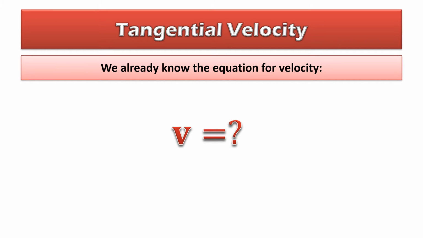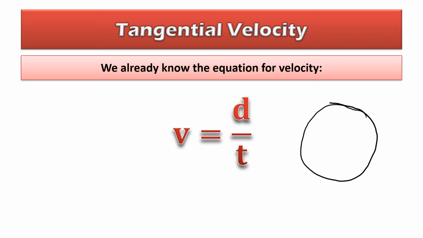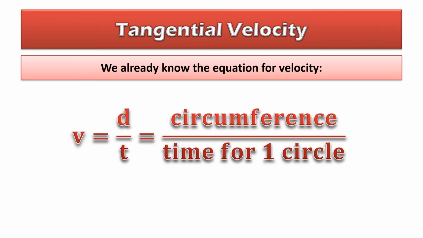So let's get an equation for this tangential velocity. We already know the equation for the velocity. What is it? V is equal to, what do you think? D over T. Okay, and we're talking about an object moving around in a circle. And what is the distance around a circle? That's the circumference. So if you take the time it takes for one circle and the distance that you traveled along that circle, you could find your velocity.